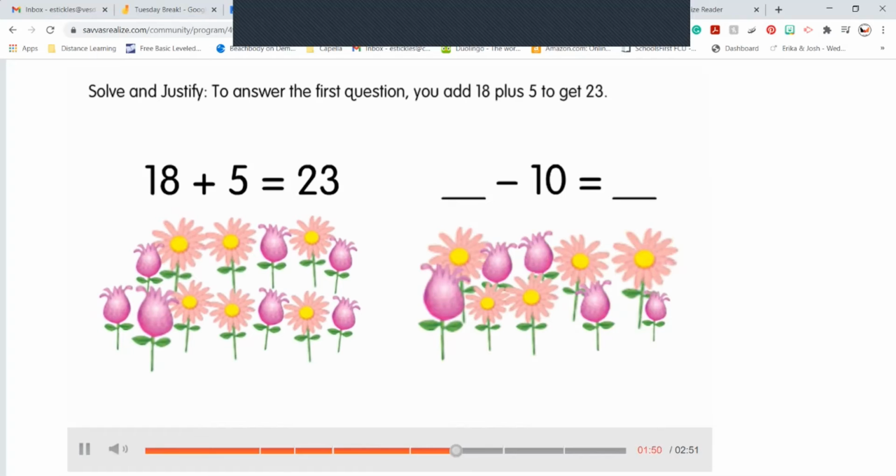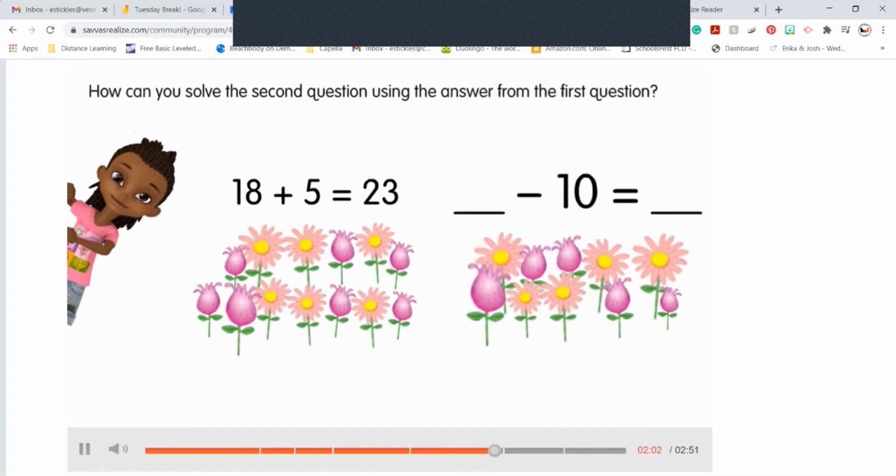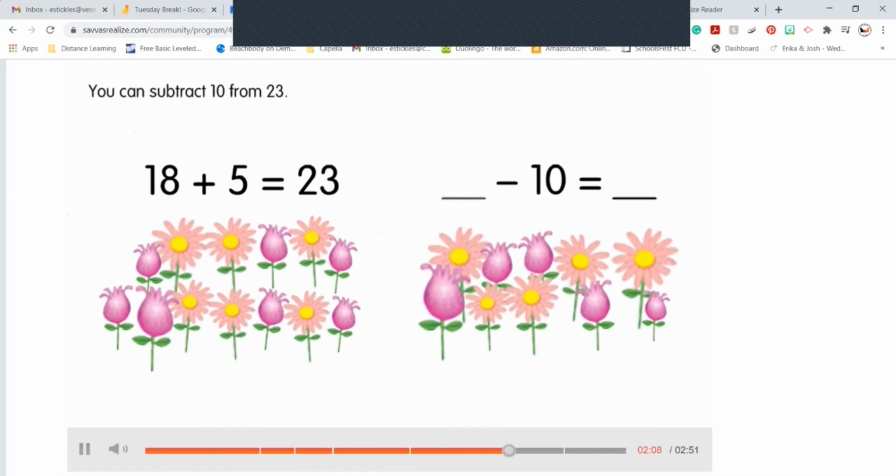Solve and justify. To answer the first question, you add 18 plus 5 to get 23. Bop picked 23 flowers. How can you solve the second question using the answer from the first question? Now we take the total number of flowers, 23, and take away 10 to find how many flowers are left. You can subtract 10 from 23.